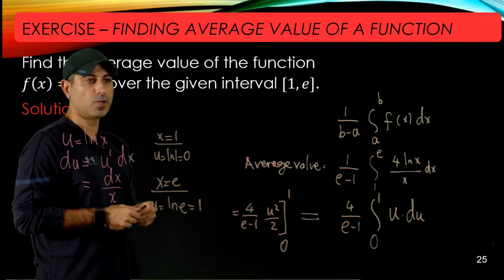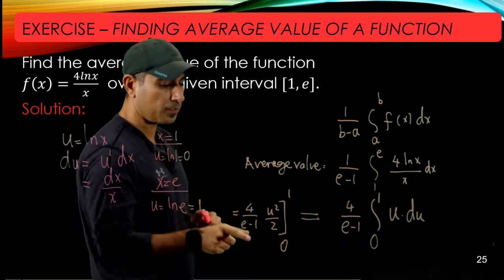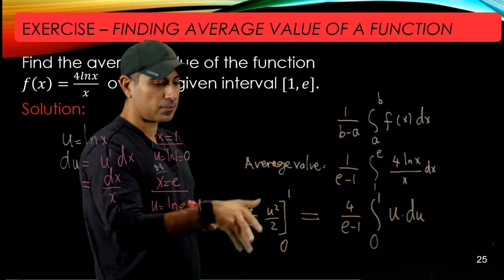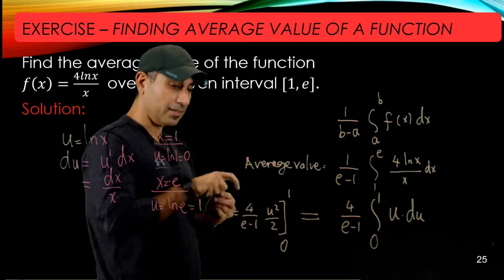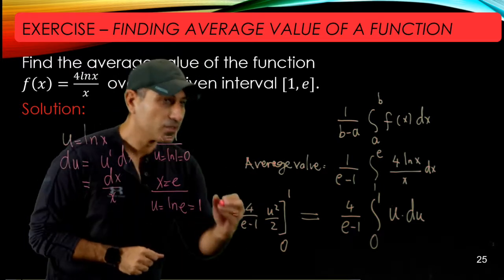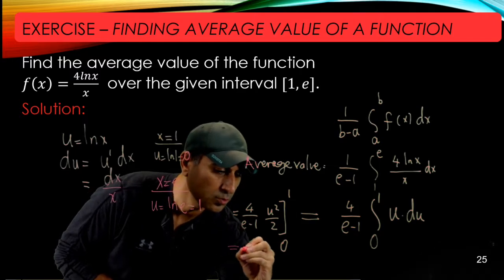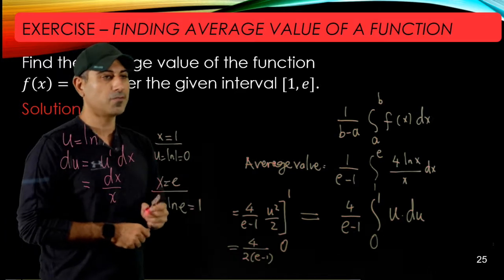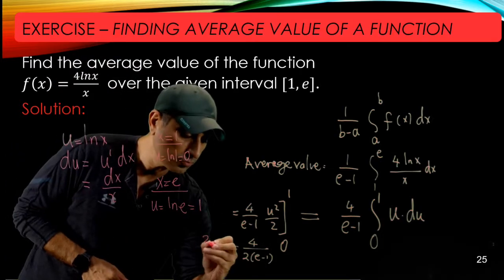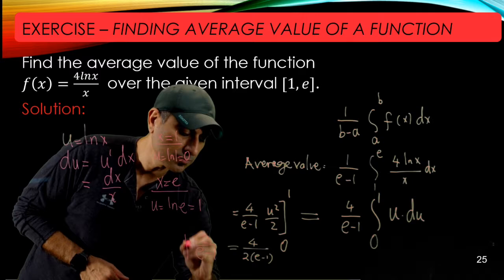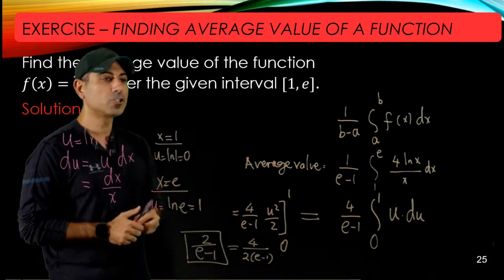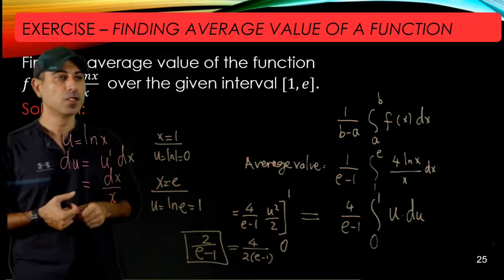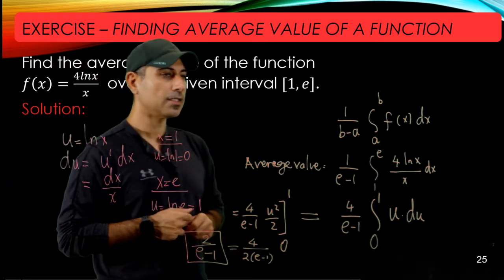All right, we know that we're going to plug in the upper limit and the lower limit, but the lower limit is 0 when you plug that in for u. That term is going to be just 0, only the upper limit is going to survive, so that you end up having 4 over 2 times e minus 1. And if you cancel 4 and 2, you have 2 over e minus 1, and that is the average value of the function for ln x over the interval 1 and e.